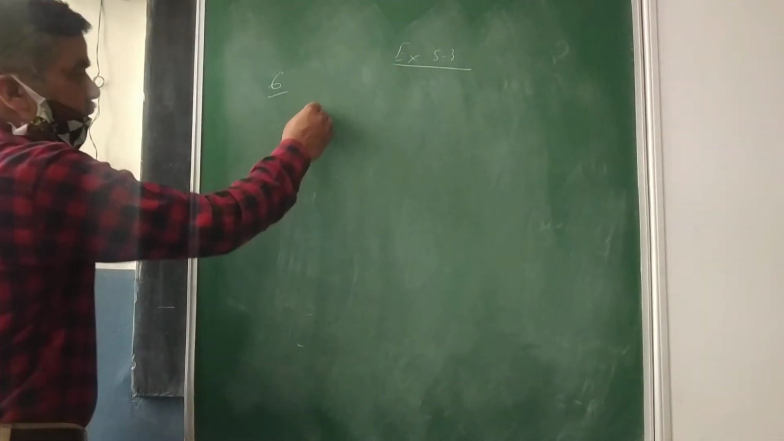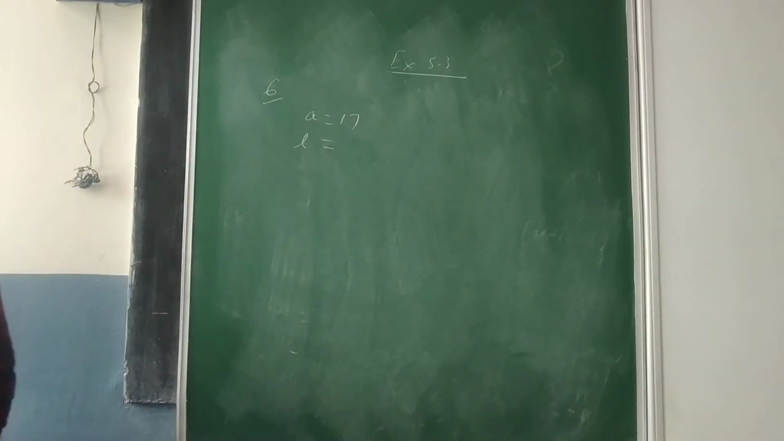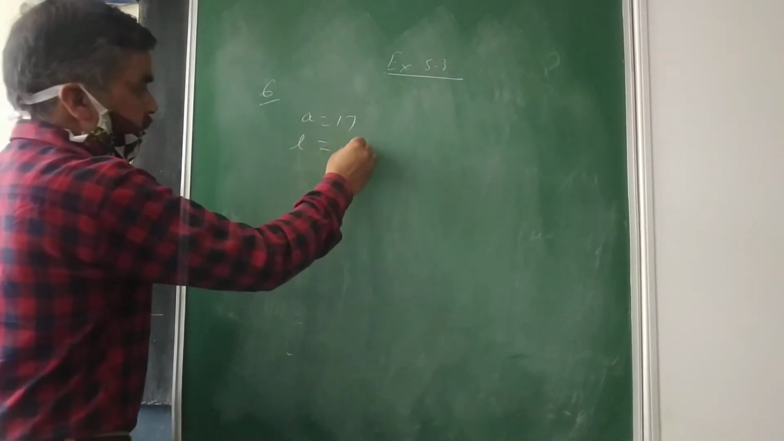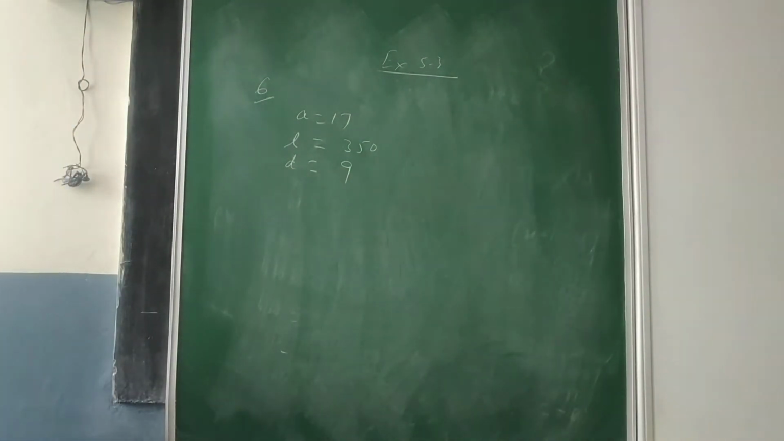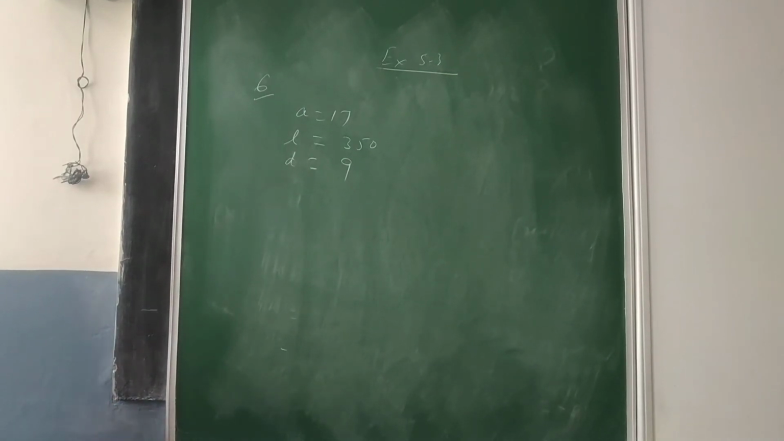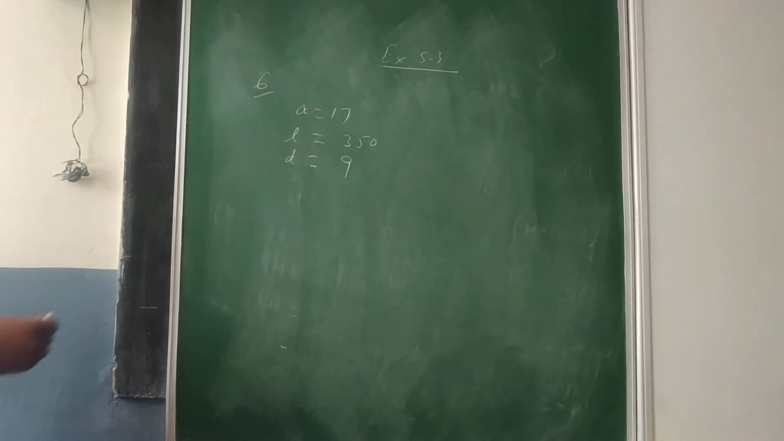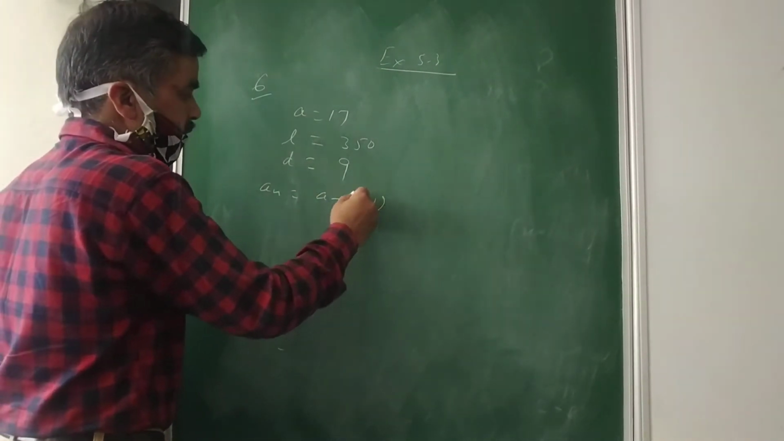A is equal to 17. Last term, or the nth term, is given equal to 350. And d is given equal to 9. So I need to calculate n and then Sn. I hope all of you are clear with this now. Last term, so An is equal to what? A plus n minus 1 into d.